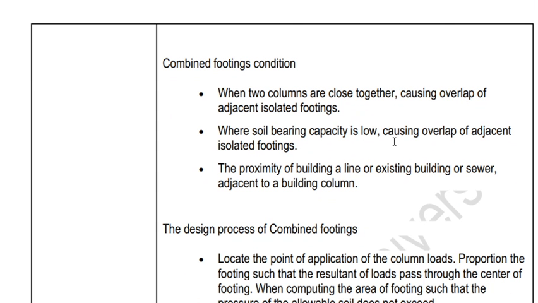Then there is the proximity of a building line, an existing building, or a sewer adjacent to a building column. Suppose in some cases you need to construct a column, and the isolated footing is adjacent to a particular building or a sewer or other things. In that case the capacity of the footing will not be maximized and it would be a hindrance. Therefore in that case also you can provide the combined footing.